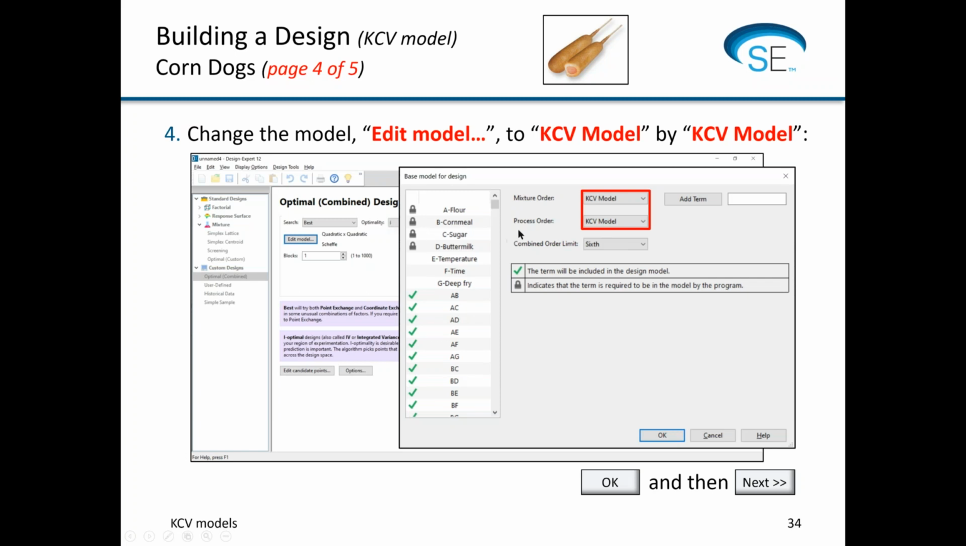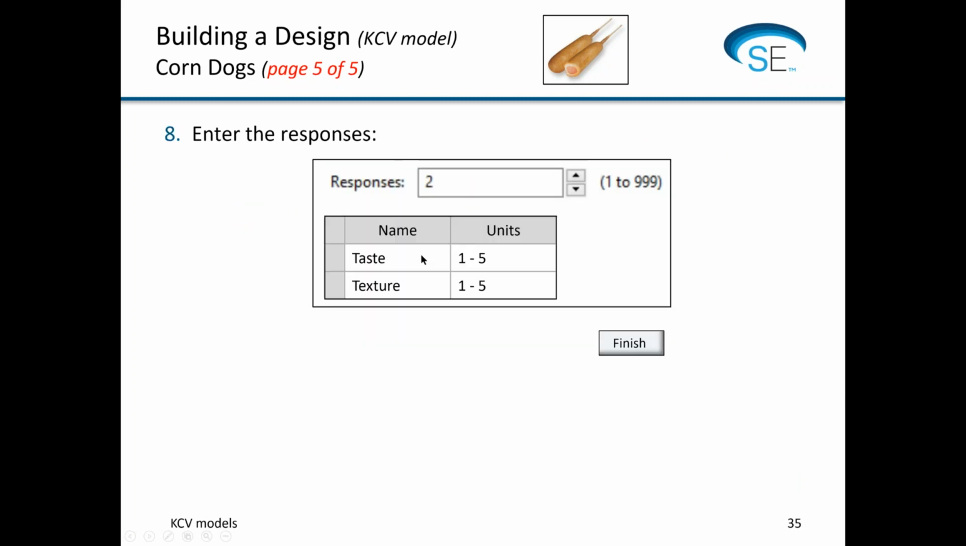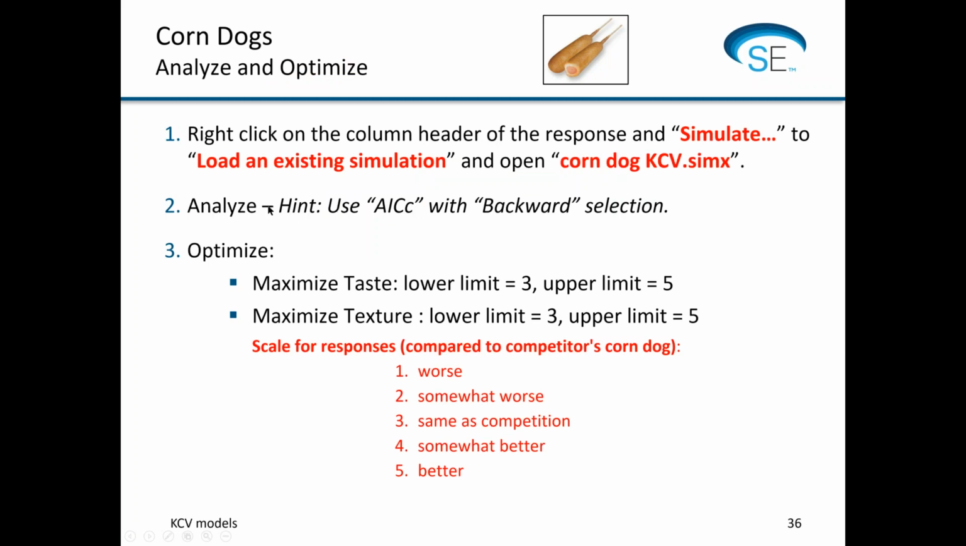We're going to use I-optimality. We're going to use the number of coefficients that are in the model selected, and then add to that 5 for lack of fit, and add to that 5 replicates. We're going to have 2 responses, the taste and the texture. They're going to build a design, run the simulation, and analyze it. We're going to use the AICc with backward selection. We want to maximize taste and we want to maximize texture.